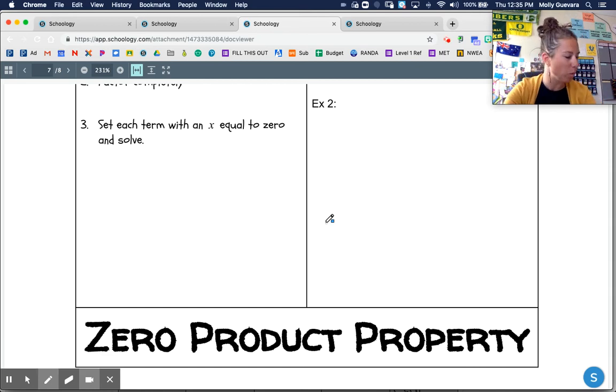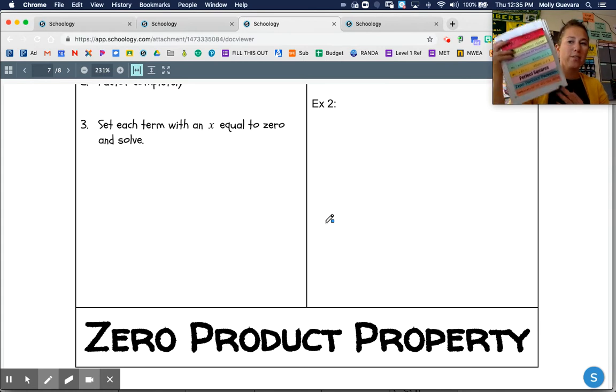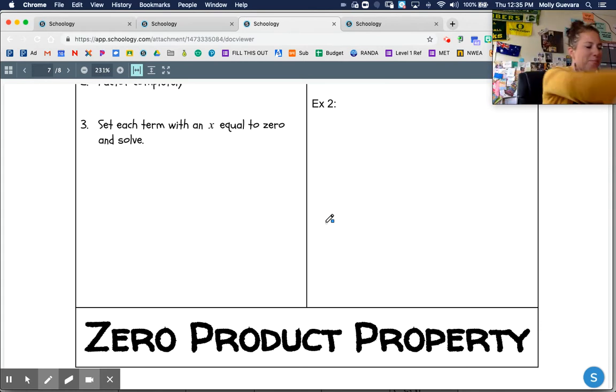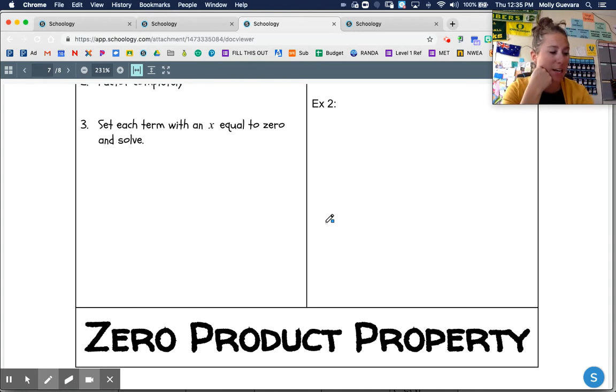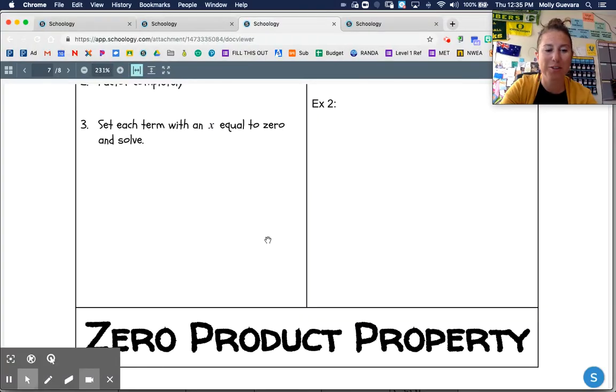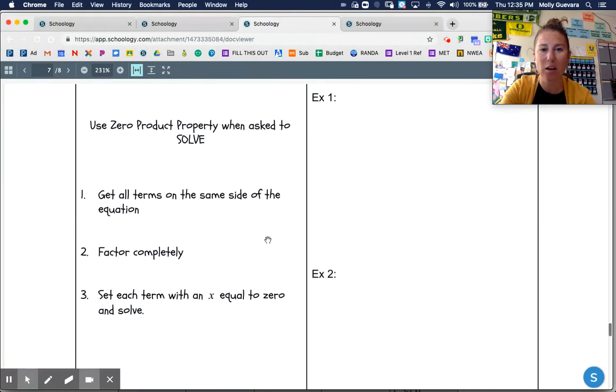We are going to do one more piece of our factoring foldable today. So make sure you have out your little factoring foldable, right? We've actually covered all of the types of factoring that we're going to cover in this class. And so now we're moving on to what we call the zero product property. So make sure you're on this page of your factoring foldable.